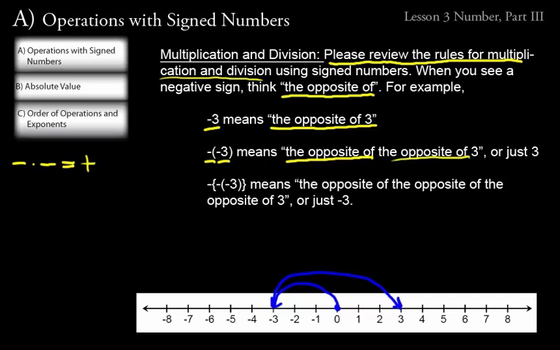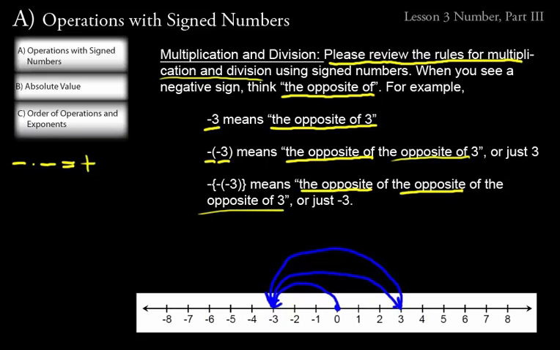Now look at that last example there. Negative times negative times negative 3. That means the opposite of the opposite of the opposite of 3. So if we look at our number line again, we have the opposite of 3. Add another opposite of 3. That gets you back over here. That's a negative 3. We can make sense of that on the number line. We kind of see how that works. That's why the number line's helpful here.